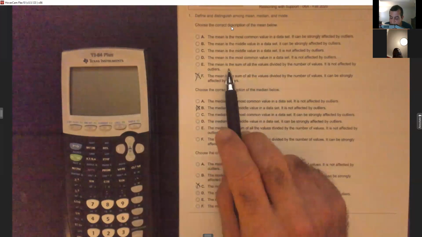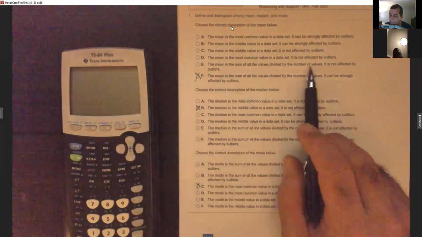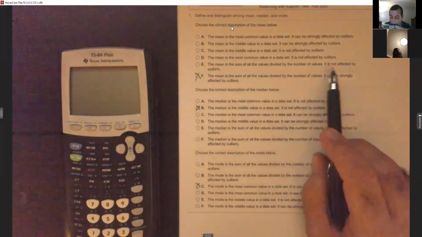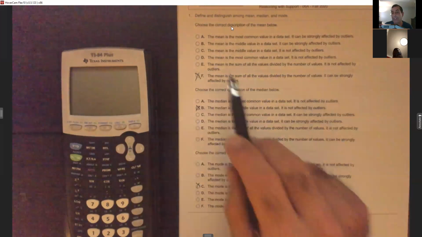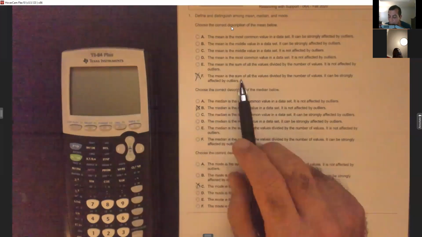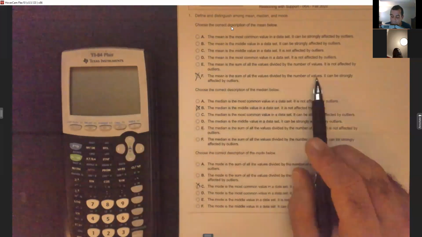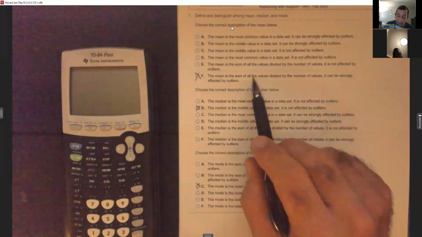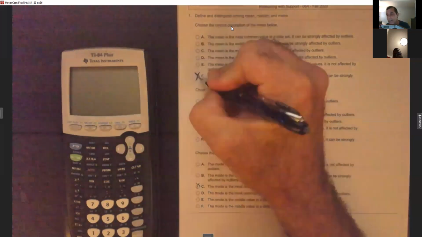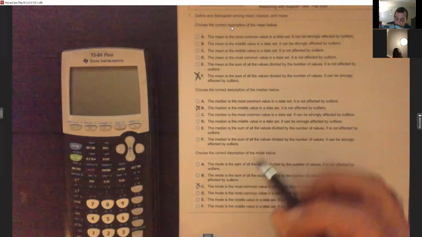The mean is the sum of all values divided by the number of values. That's true. But look what this says: it is not affected by outliers. Well, we said the only one affected by outliers was the mean. So look at this last one: the mean is the sum of all data values divided by the number of values, and it can be strongly affected by outliers. So I went with F on that one, because remember, we did say that the mean could be affected by those outliers. So that was our mean.